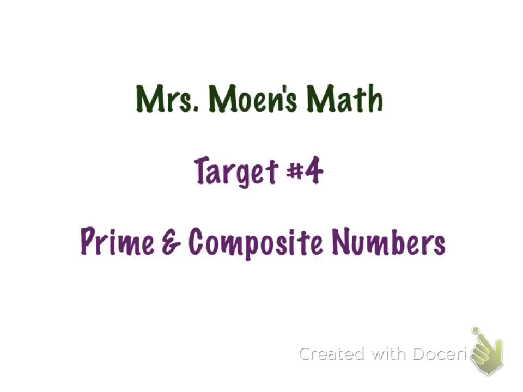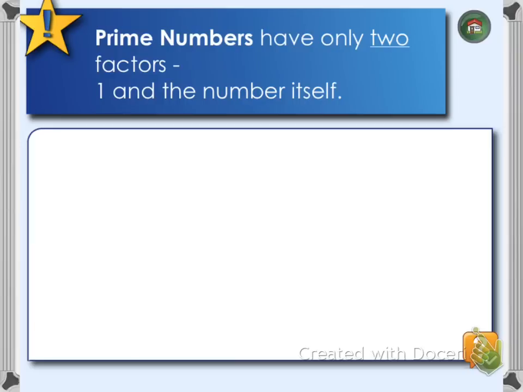This is target number 4, working on prime and composite numbers. First thing you need to know about prime numbers, they have only two factors, and those factors will be 1 and the number itself. For example, 29 is a prime number. If you look at the factors of 29, 1 and 29 work, and nothing else goes into 29.